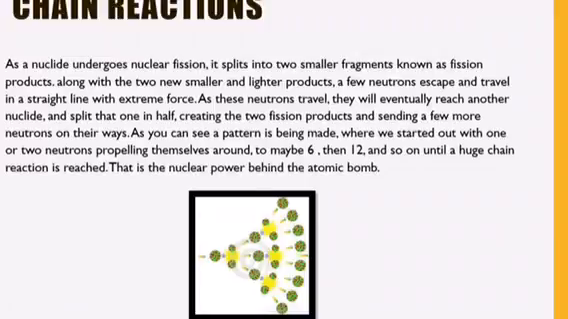As you can see, a pattern is being made, where we started out with 1 or 2 neutrons propelling themselves around, to maybe 6 and then 12, and so on until a huge chain reaction is reached. That is the nuclear power behind the atomic bomb.